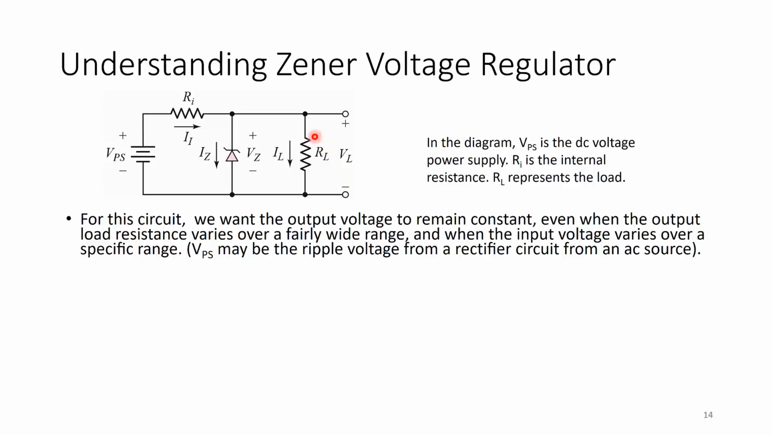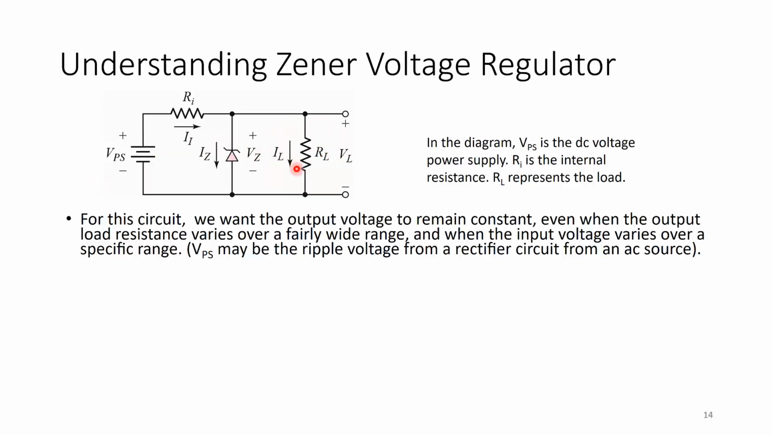even though RL may vary, we want the output voltage VL to remain constant. And VPS may have some time varying information, some ripple. For example, maybe it came from an AC source that has been rectified by our rectifier circuit that we covered some videos ago. After that, it goes to a filter, but there's still a ripple. We do not want that time varying information to disturb the value that we're supposed to deliver to RL.